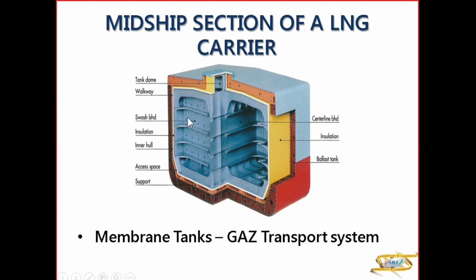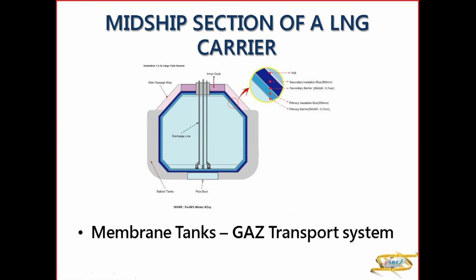You have a walkway here, and a swash bulkhead to reduce free surface effect. These are the supports. Gas Transport. Again, if you see this diagram, this is the primary barrier, 0.7 mm thick. Primary insulation box filled with perlite, 30 mm thick. Then you have inter-barrier space. Then you have a secondary barrier that is of INVAR, and then secondary insulation, then the hull.